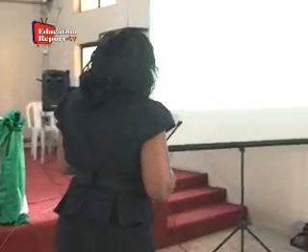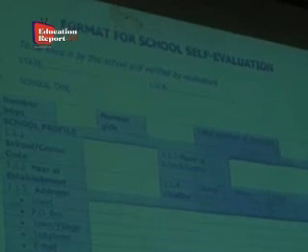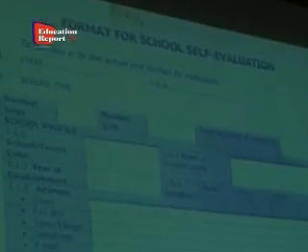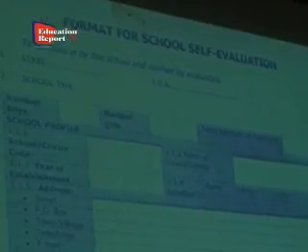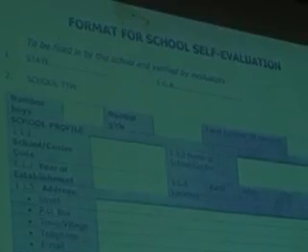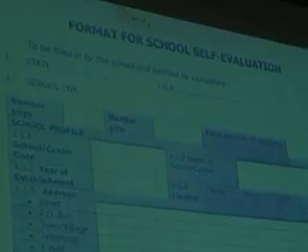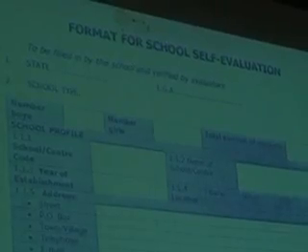Okay, this is the format for school self-evaluation. It's to be filled in by the school and to be verified by external evaluators. There you have to write the state where the school exists, the local government area, then the school type. Is it a mixed school, or girls only, or Christian school, or Muslim school? Then the number of boys in the school, number of girls, total number of learners in the school.